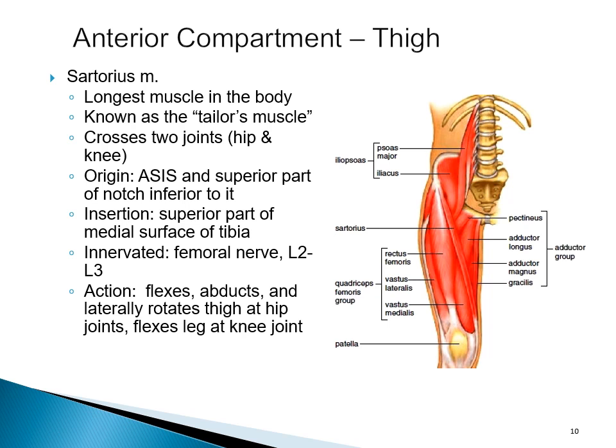The sartorius muscle is the longest muscle in the body. It's known as the tailor muscle. Its origin is the ASIS, insertion, medial surface of the tibia, innervation is femoral nerve, L2, L3. Action is to flex, abduct, and laterally rotate the thigh at the hip. It also flexes the leg at the knee.